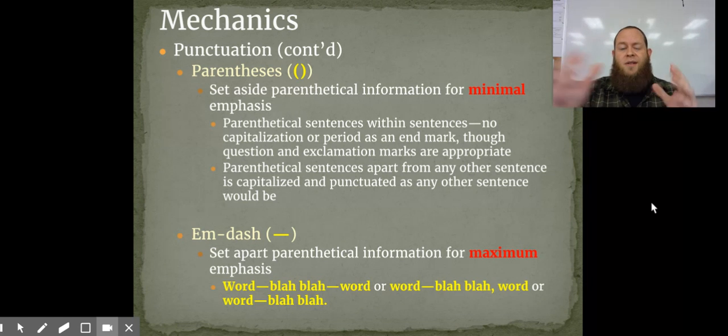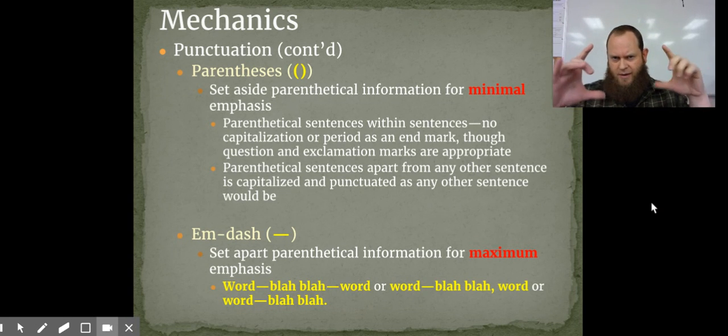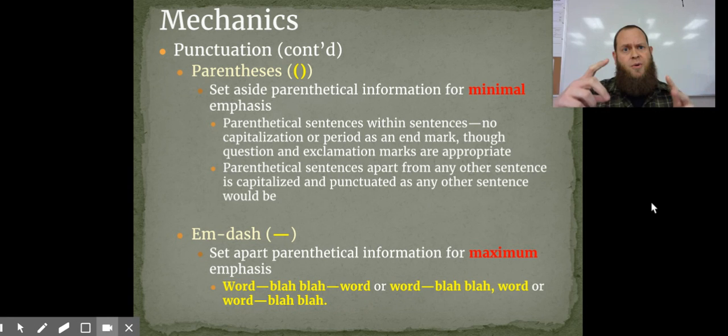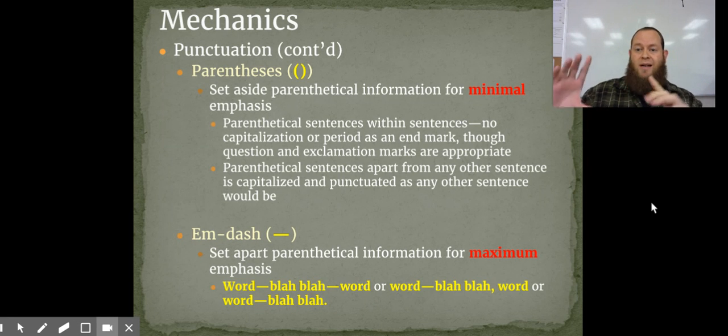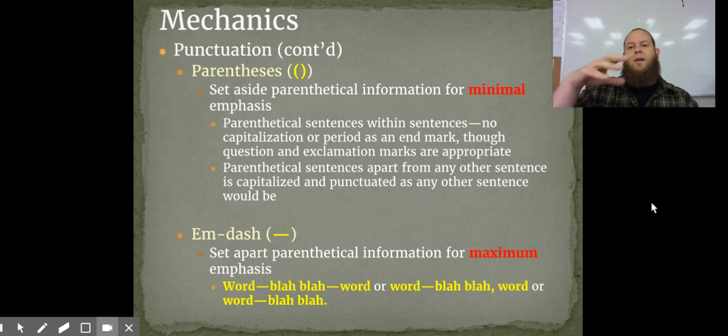Unsurprisingly enough, they're used to set aside parenthetical information of the lowest importance. So it's extra information, but it's information that is almost not even worth stating. You can use parentheses within a sentence, in which case there's no capitalization or end mark or anything. You just put the information in there. Or you can put parentheses around an entire sentence that operates within a paragraph. So then you would have parentheses, capital letter, and then period, parentheses. Okay. And again, that indicates to the reader that this information is extra information of the lowest importance.